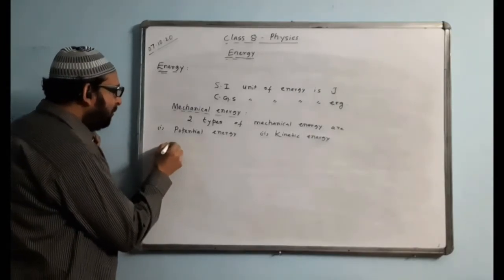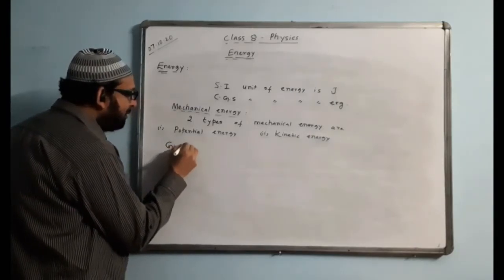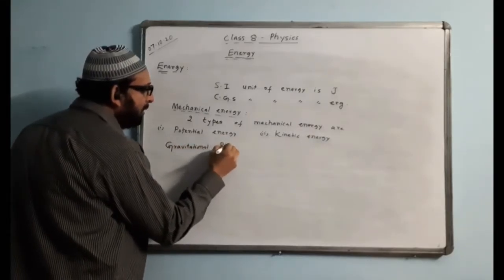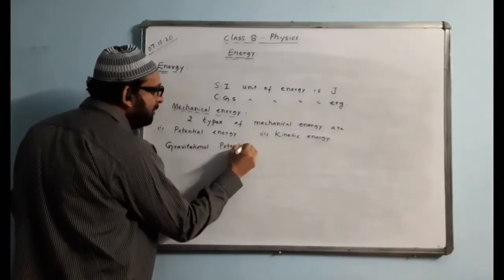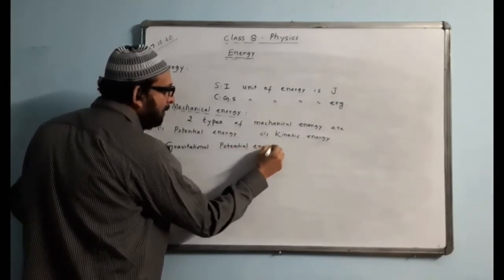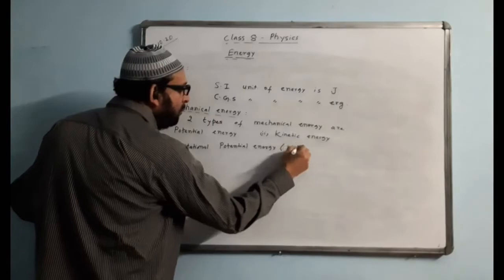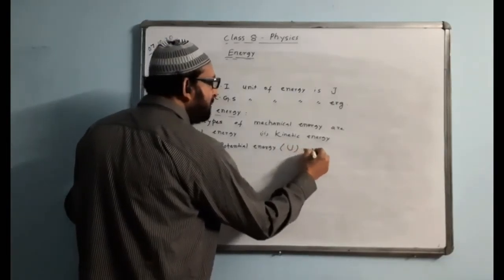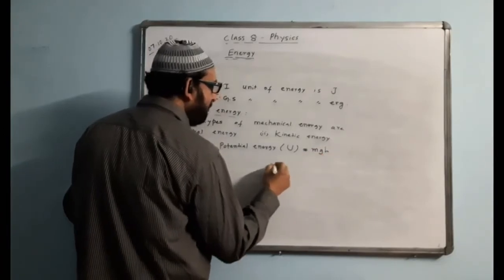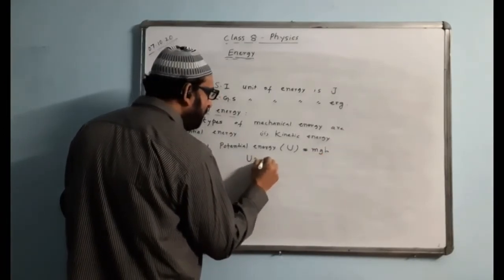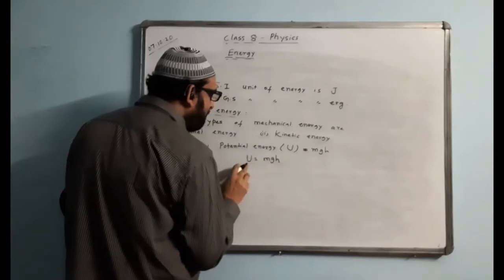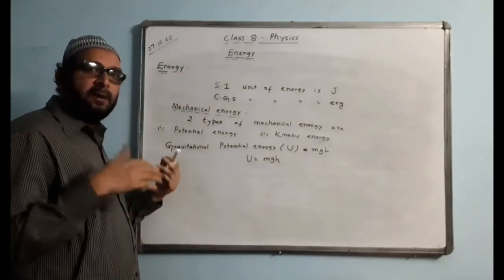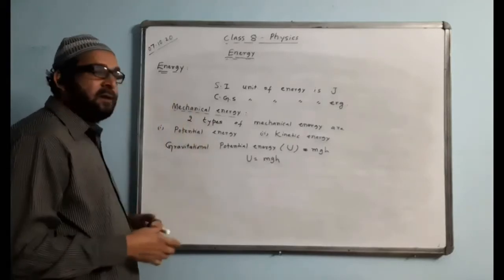And write down the formula of gravitational potential energy, or simply the potential energy formula you have to know. Gravitational potential energy is denoted by the symbol U. The formula of U is mgh. We can write that U is equal to mgh. What is U? Potential energy. We can simply call it potential energy, or gravitational potential energy.